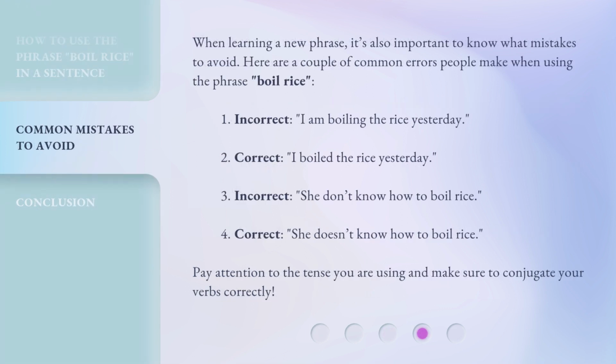When learning a new phrase, it's also important to know what mistakes to avoid. Here are a couple of common errors people make when using the phrase, boil rice. 1. Incorrect. I am boiling the rice yesterday. 2. Correct. I boiled the rice yesterday. 3. Incorrect. She don't know how to boil rice. 4. Correct. She doesn't know how to boil rice. Pay attention to the tense you are using and make sure to conjugate your verbs correctly.